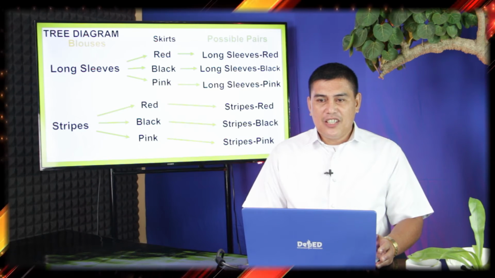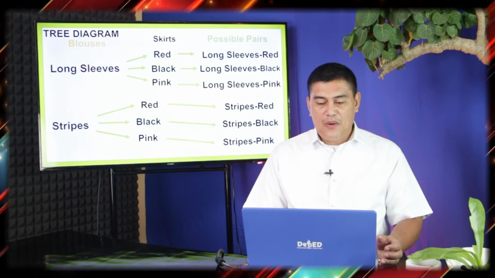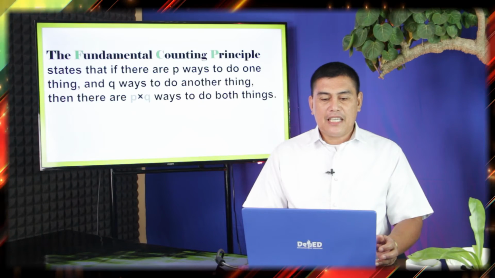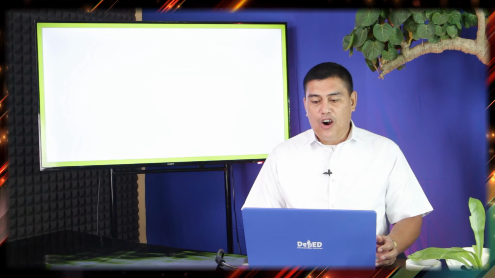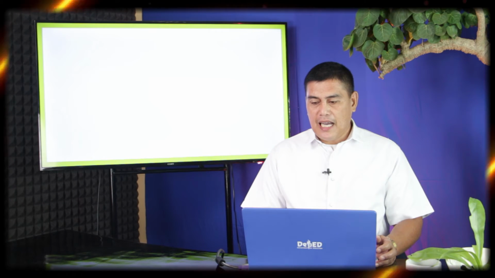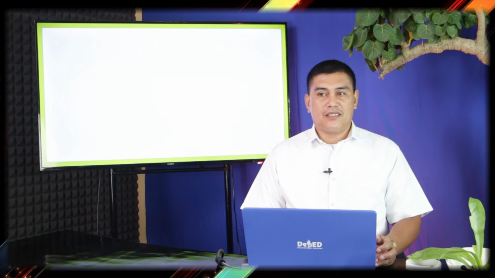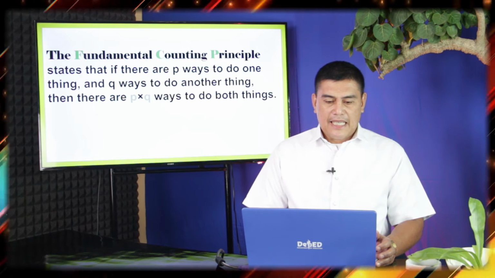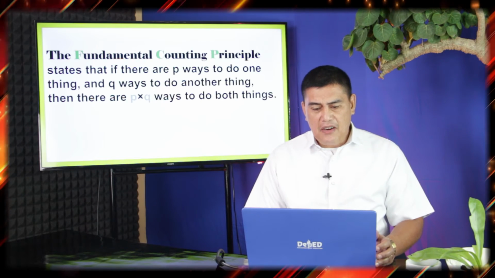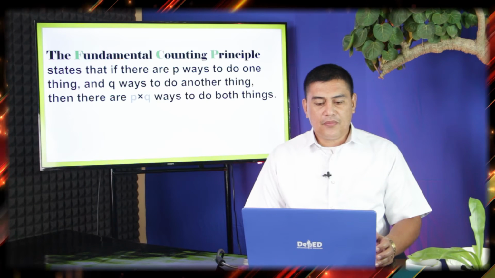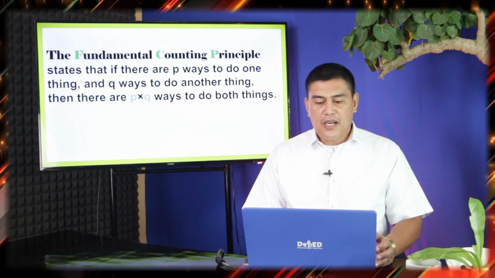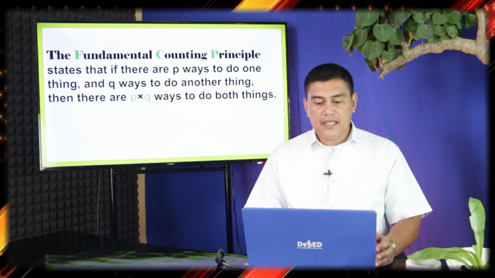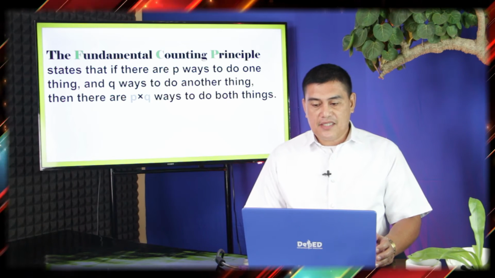Alam ba ninyo, yung shortcut na ginawa natin ngayon, ito ay tinatawag nating FCP or the Fundamental Counting Principle. So, what is a fundamental counting principle? It states that if there are P ways to do one thing and Q ways to do another thing, then there are P times Q ways to do both things.